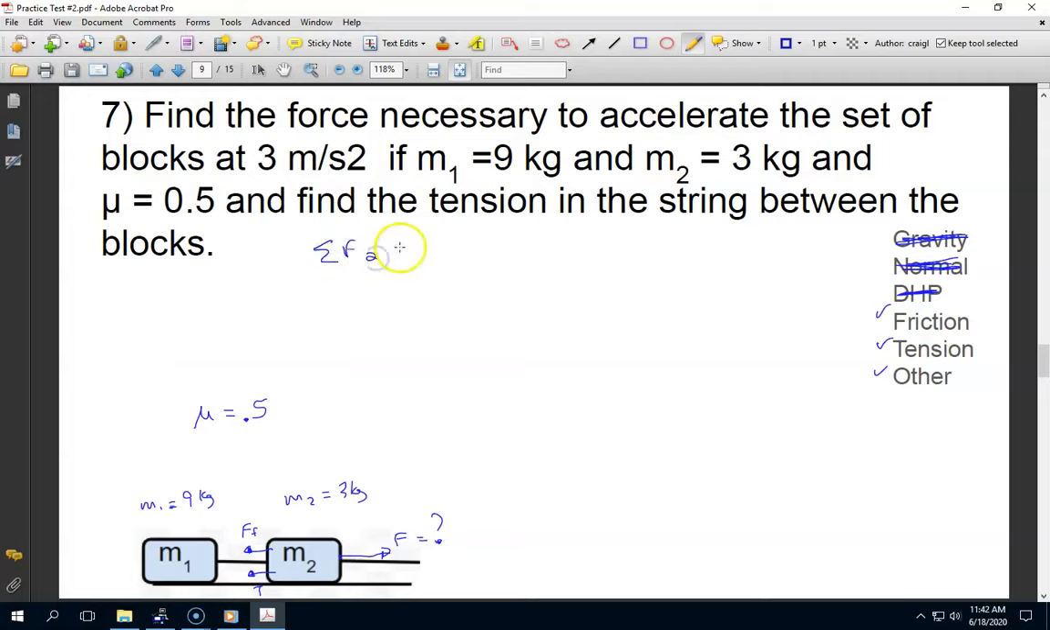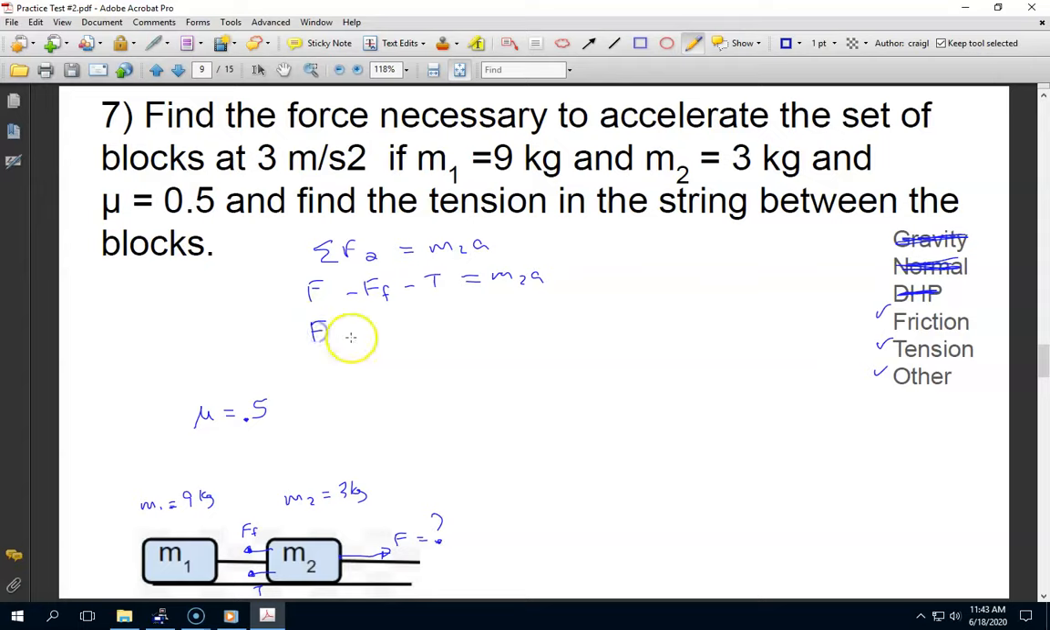Sum of the forces on mass 2, the front box, is mass 2 times A, and I see that there's an F minus an F sub F, the friction, also minus tension, and that equals M2A. One more time, if I reach in here with my scissors and cut this string, then mass 2 is going to move a whole lot faster because it doesn't have to drag mass 1 along. So that tension is a backward force on that.